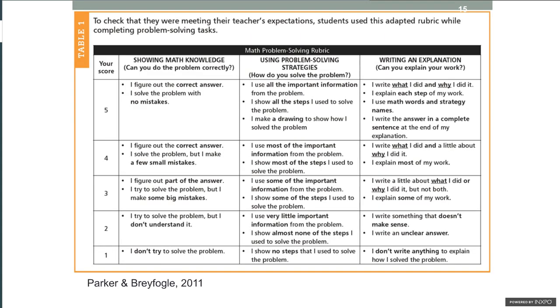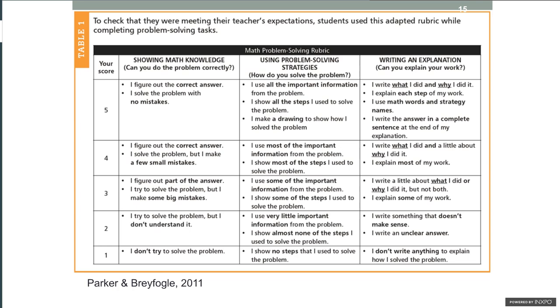So here's an example of one of the best rubrics that I know. This is a math problem-solving rubric. It was published in a math teacher's magazine called Teaching Children Mathematics. And it comes from the 5th grade class of Breyfogle, the second author there, who had learned that her students were very good at getting the right answers on the state test, but not so good on that explain your reasoning part. They had been taught math without much performance assessment.